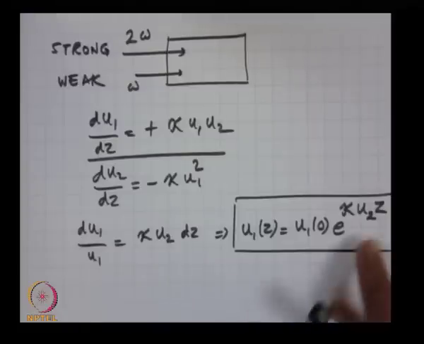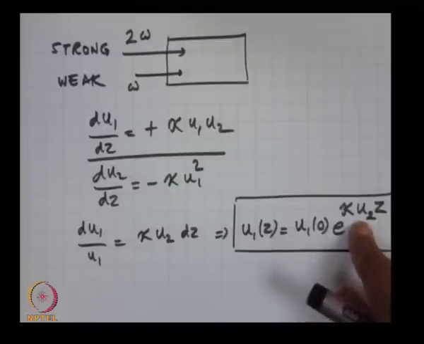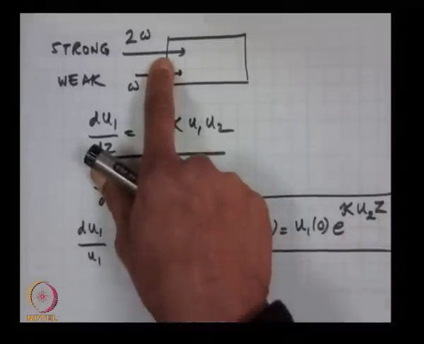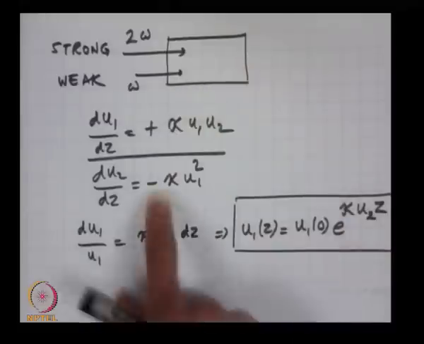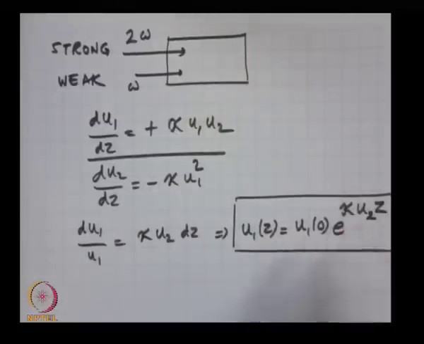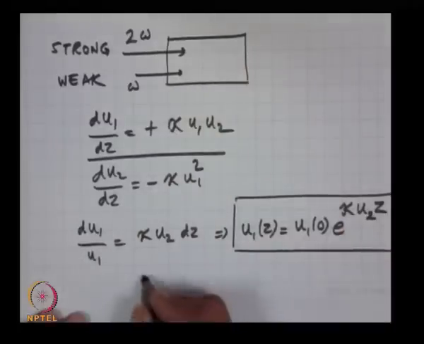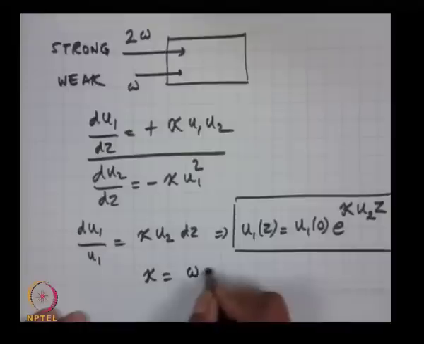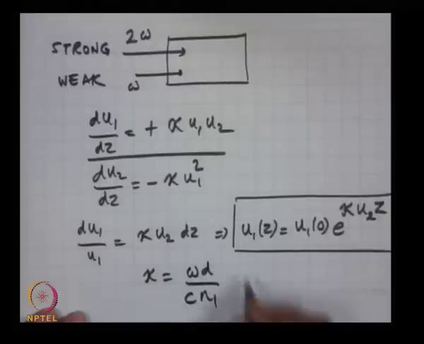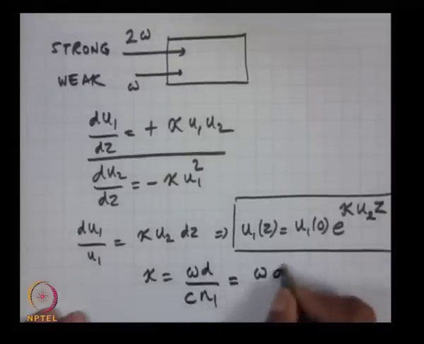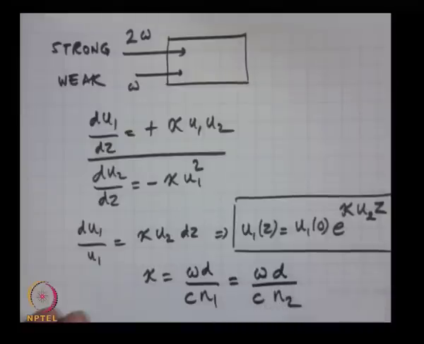What is u2? u2 is the amplitude of the electric field at the second harmonic at the input, which does not change in the approximation we are looking at, and kappa is the coupling coefficient which we had, omega d by c n1, which is also equal to omega d by c n2, because we are assuming phase matching. We are assuming phase matching under which we have written these two equations, delta k is equal to 0.